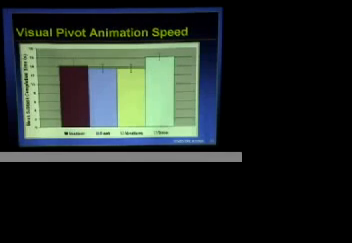We looked at different animation speeds. We compared instantaneous, no animation, with a fast animation that was half a second, medium was 1 second, slow was 2 seconds. There's no significant performance difference between instant, fast, and medium. There is a significant performance decrement for the slow animation. And we did subjective studies and found that the fast animation was highly preferred over all of these.